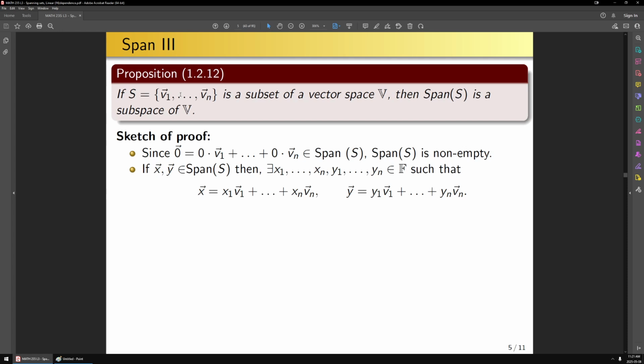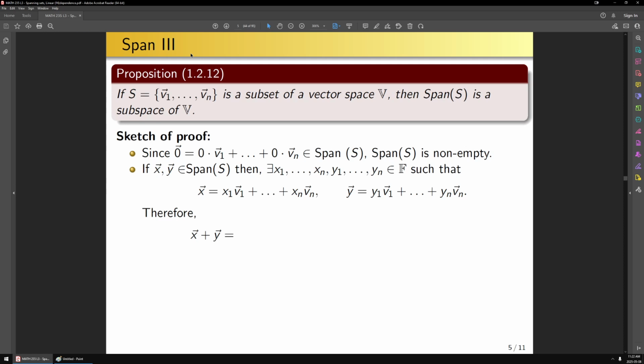Okay? Pause the video if you want to think about that a little bit, but that's what it means to be in the span of S. There are these coefficients where this is true. Now what I want to do is show that x and y, if I add them together, that results in something that can be written as a linear combination of v1 through vn. So I want to look at x plus y, add them together.